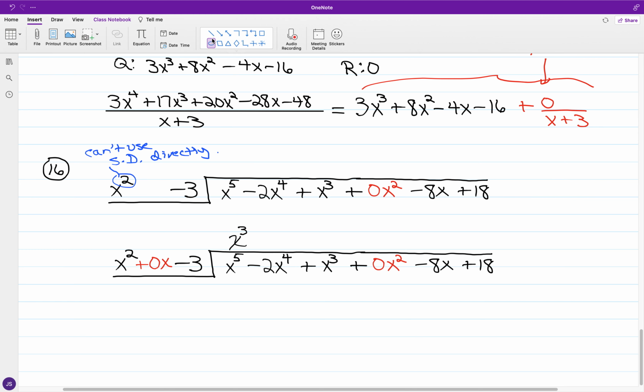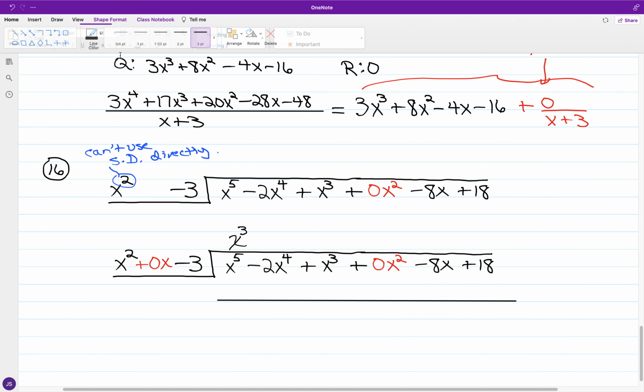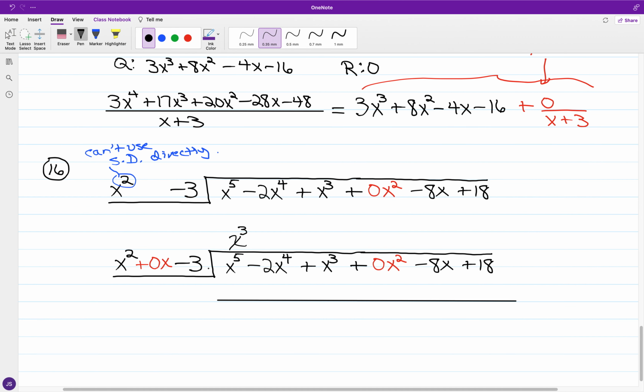And looking at what we have upon distributing, I have x cubed times x squared, so this will be x to the fifth. Then x cubed times 0x is just going to be 0x to the fourth. And x cubed times negative 3 will be negative 3x cubed. So x to the fifth will go out.